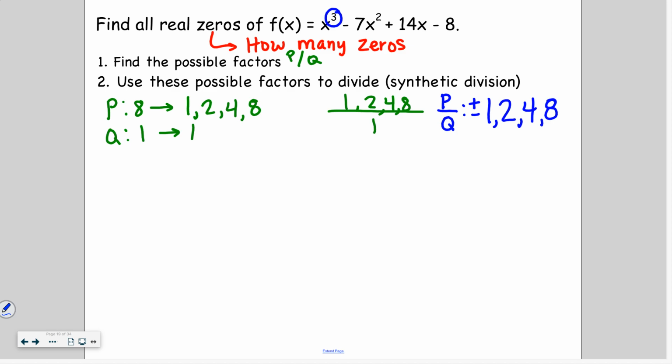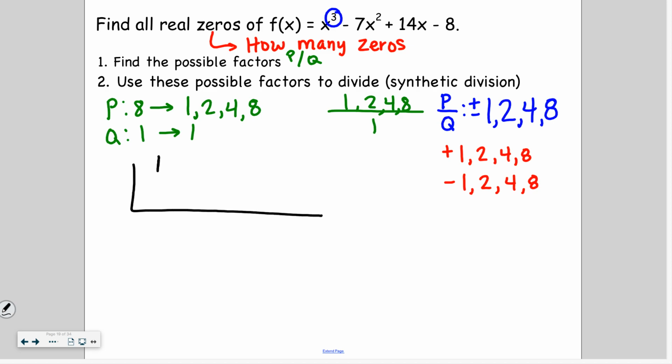Okay? That means when I get ready to do my synthetic division, I'm going to write these separate. I have a positive 1, 2, 4, and 8 that I could try. I also have a negative 1, 2, 4, and 8. So I have 8 possible choices right now. Only 3 of those are going to work. But I've got to find which 3. So we're going to use synthetic division. So, synthetic division, we have a 1, we have a negative 7, we have a 14, we have a negative 8.